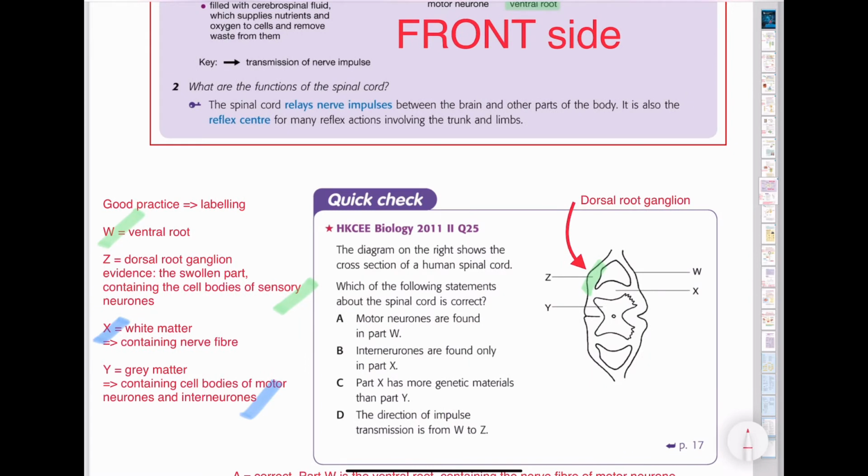So for the third question, it's talking about the spinal cord, and ABCD is that which of the following statement about the spinal cord is correct. So for the diagram, okay, good practice. W, X, Y, Z. W, ventral root. Z, dorsal root ganglion. How can I know that? Because it is a swollen part and it is containing the cell body of the sensory neuron.